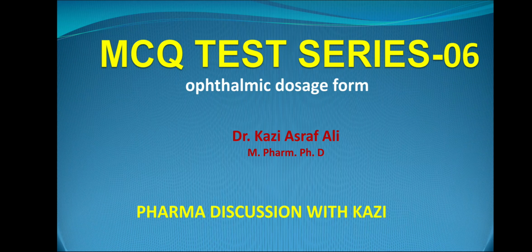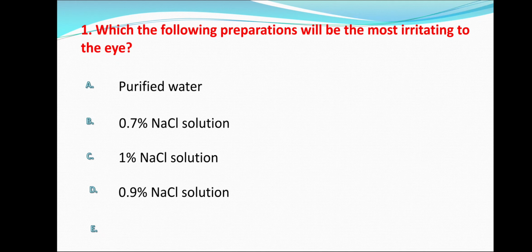Today I am here with a few multiple choice questions on ophthalmic dosage forms. Now, the first question is: which of the following preparations will be most irritating to the eye? The options are purified water, 0.7% NaCl solution, 1% NaCl solution, 0.9% NaCl solution. Here, 0.9% NaCl solution is isoosmotic to the tear secretion. Purified water is a hypotonic solution, 0.7% is a hypotonic solution, and 1% NaCl is a hypertonic solution.